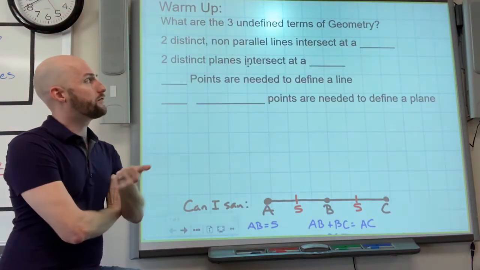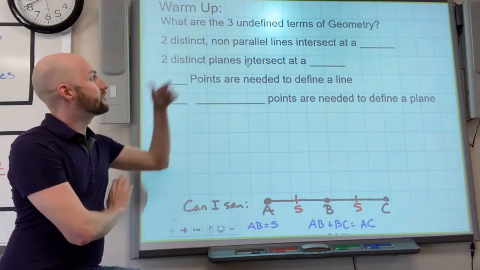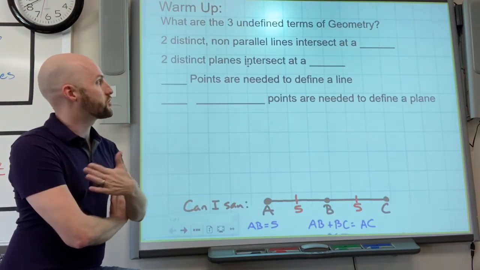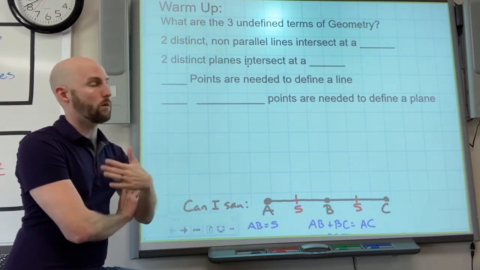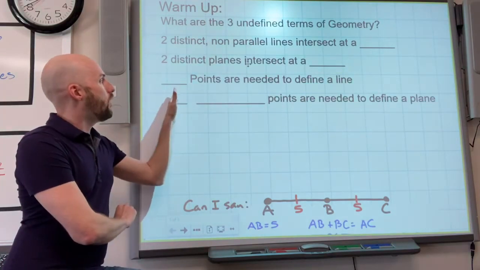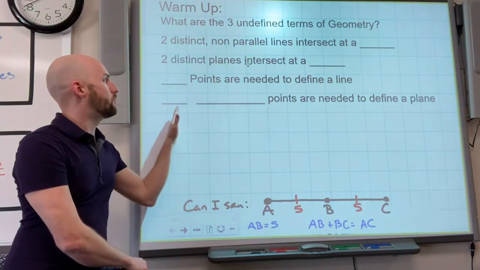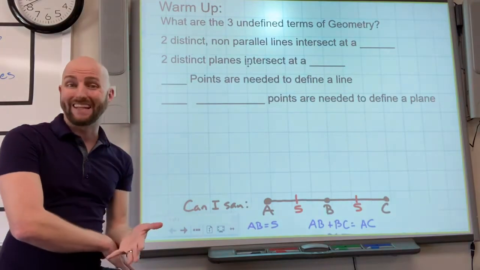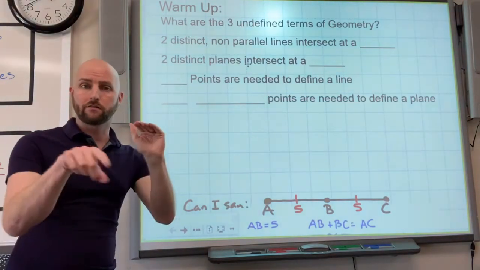What are the 3 undefined terms of geometry? If I have 2 distinct, this means different, lines that are not parallel, what will their intersection be? If I have planes that are different and they do intersect, what will that look like? What amount of points do I need in order to define a line? And maybe what kind of points are needed to define a plane? So answer all of those that you know, and then we'll talk about it. So pause the video in 5.